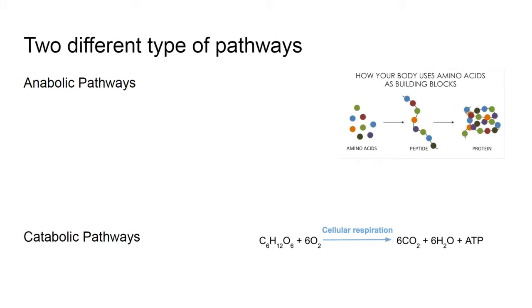An example of an anabolic pathway is amino acids turning into protein. And an example of a catabolic pathway is cellular respiration, which is taking a glucose molecule, adding water to it, and breaking it down into carbon dioxide, water, and ATP.